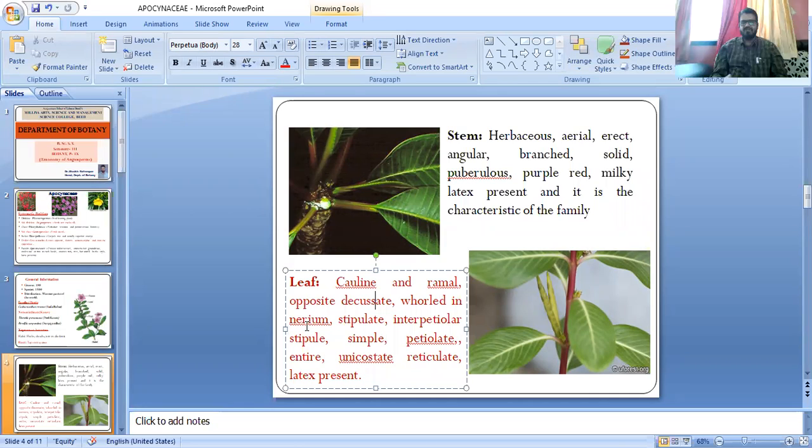Then leaves are stipulate. What is stipulate leaf?